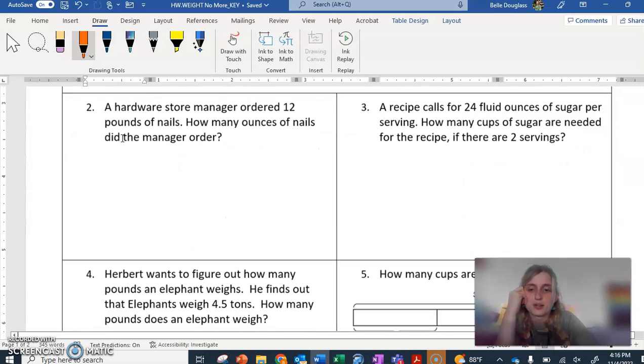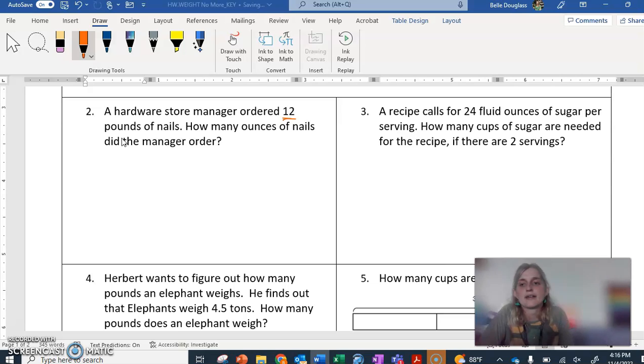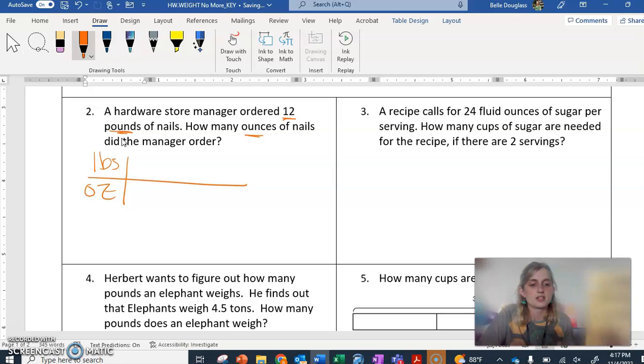All right, I'm going to do one or two of these to set up, but you can do these yourselves. A hardware store manager ordered 12 pounds of nails. How many ounces? So we are going from pounds to ounces. You need your star chart. These were sitting outside my door. You have some from your morning work. You can Google 6th grade star chart and it will tell you, but if you look it up, it says that 1 pound is 16 ounces. So 1 pound, 16 ounces.